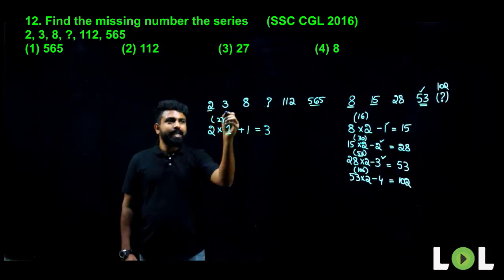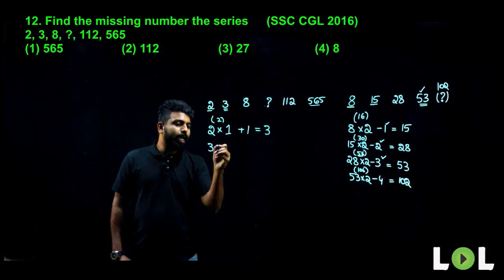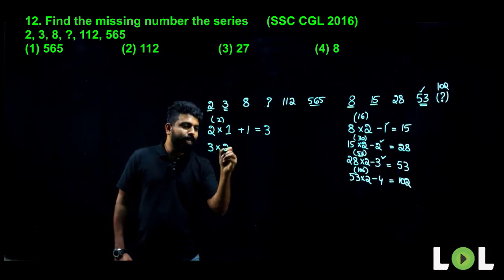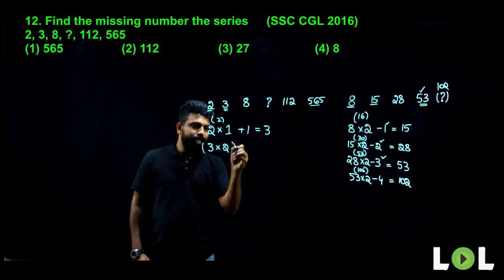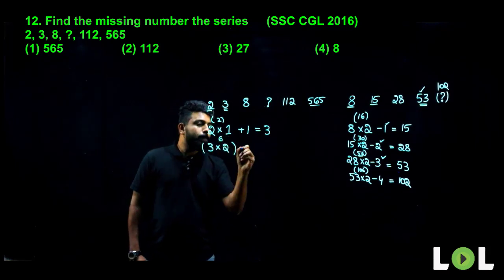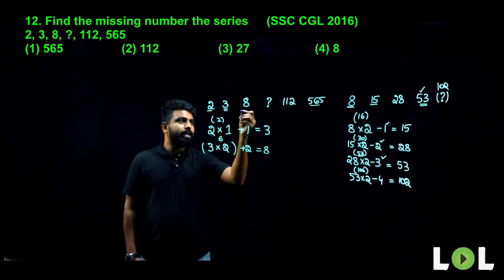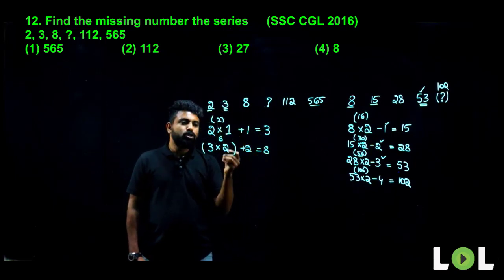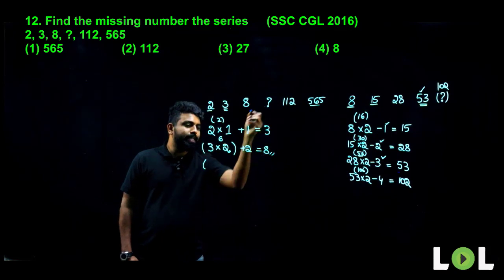Similarly, my second term here is 3. What do I do here? I multiply it with 2 so that I go close to 8. So what is 3 into 2? 3 into 2 gives me 6 plus 2 is giving me 8. Now from 8 there is a question mark here. I don't know. So let me check this here. Let me check if this is working out. So what do I do next? I take my next term, my third term here, that is 8.